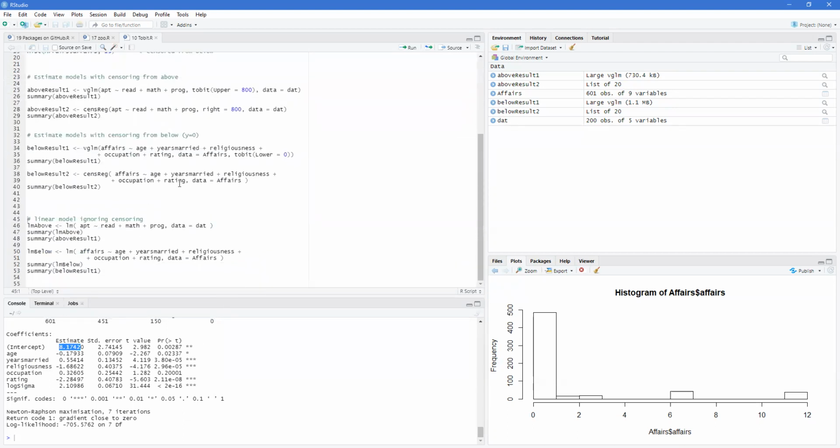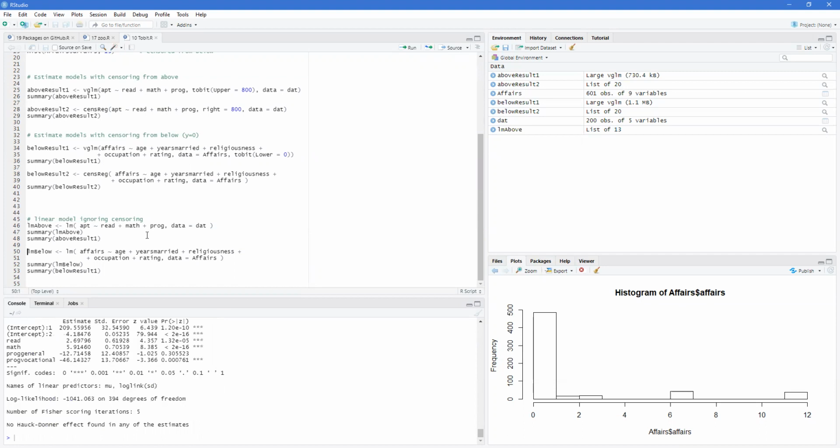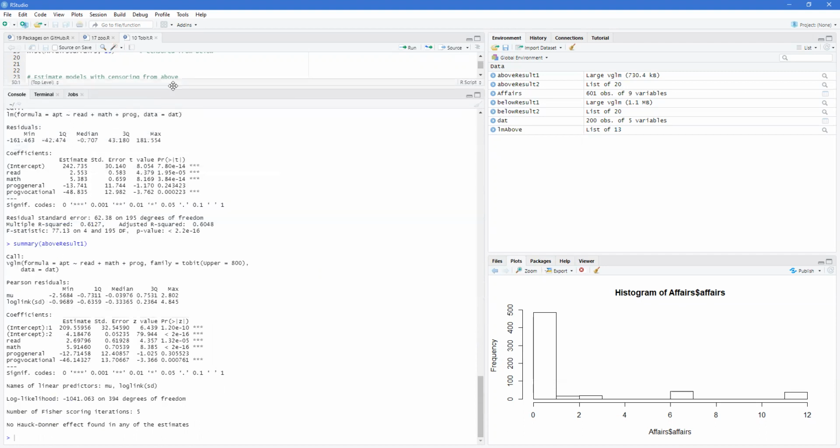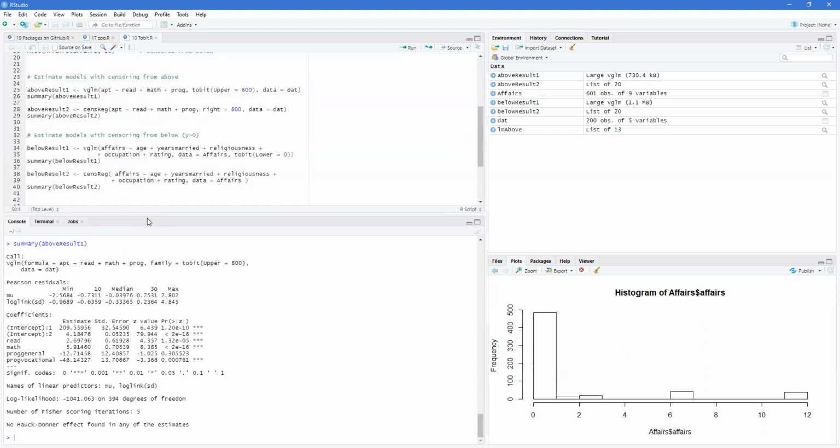Now the question is, well, what happens if we ignored the censoring and just used the pileup and just estimated everything with a linear model? So a linear model from above, and we compare that to our result 1 because we know that both estimators are the same. And we can see that there is a difference in the intercept, and some of the other things are fairly similar, the reading and the vocation. So in some data sets, a linear model is a good approximation.